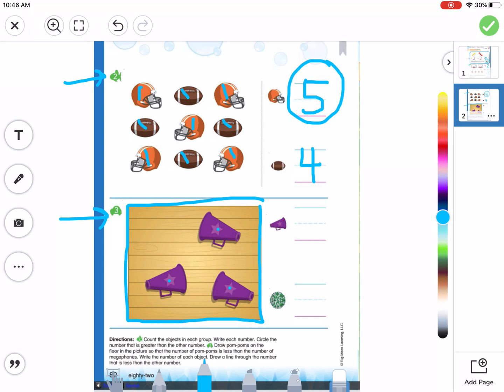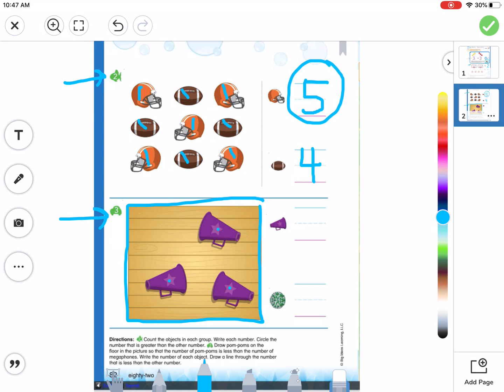So how many pom-poms could I draw for there to be less pom-poms than megaphones? Could I draw 3 pom-poms? No, if I drew 3 pom-poms, then they would be equal. They would be the same, 3 and 3. So I can't draw 3 pom-poms, okay? Because it wants us to draw less pom-poms than there are megaphones. Could I draw 0? I could, but it wants us to draw pom-poms, so we're going to go ahead and draw pom-poms. Could I draw 1?